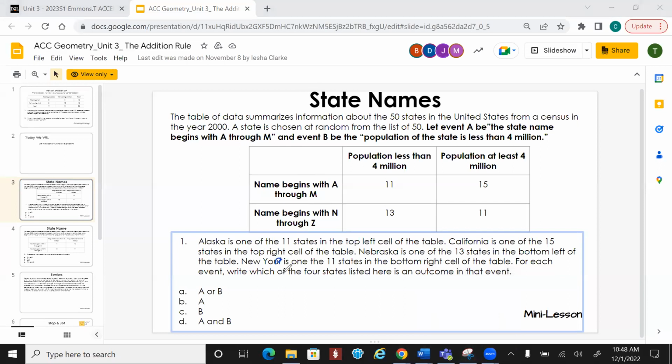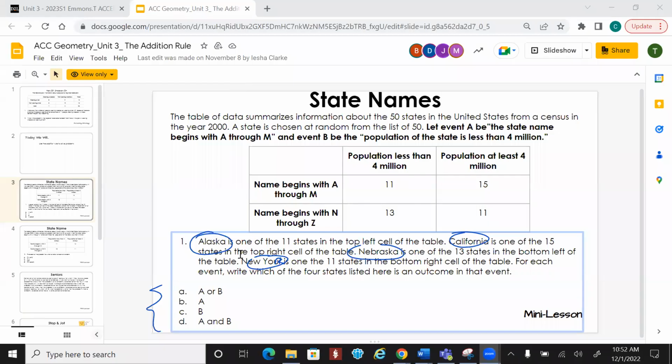Okay, York. So go ahead and draw this table down on your paper. And then you're taking Alaska, California, Nebraska, and York, and you're placing them in these scenarios. I'm going to give you a second to finish copying and then we'll talk.